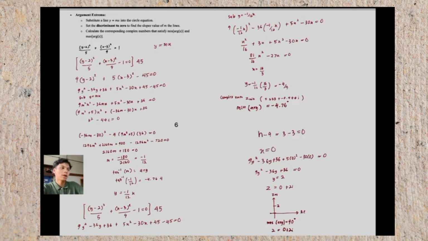Then when I substitute in, I will get the value of m, which is negative 1 over 12. From the value of m, I will get the minimum argument, which is arctangent of negative 1 over 12 equal to negative 4.76. For the maximum argument, because the ellipse touches the vertical line, the suitable value of x equals 0. So I substitute in the value of x, then I will get the maximum argument equal to 90 and z equal to 0 plus 2i.